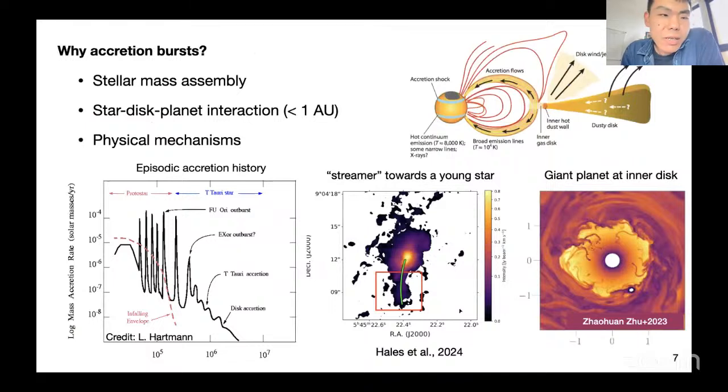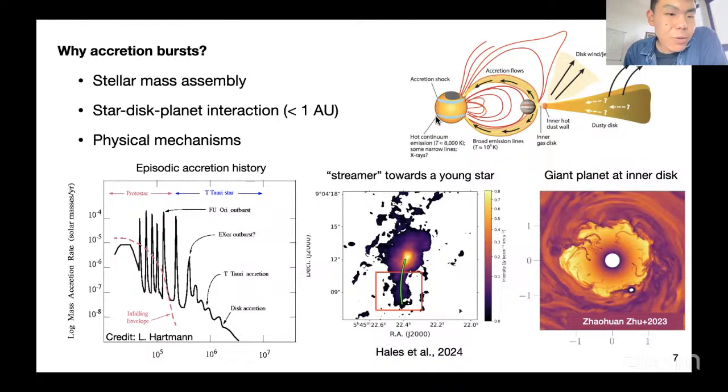So why do we want to study accretion bursts on young stars? We have three reasons. First of all, we want to understand the stellar mass assembly. So how much mass was accreted onto the star during this outburst, and how does this outburst contribute to the overall stellar mass in the end. We also want to understand whether there are star, disk, and planet interactions at the innermost part of the disk, because in the standard scenario here, we didn't include a giant planet. What if we have a giant planet near the star, and how does the giant planet affect the mass accretion of the star, and how does the accretion burst eventually feed back to the planet formation?